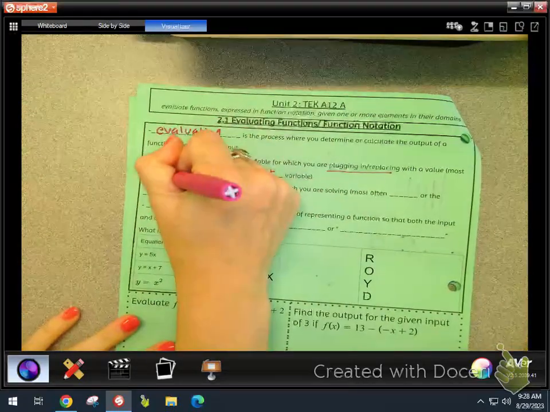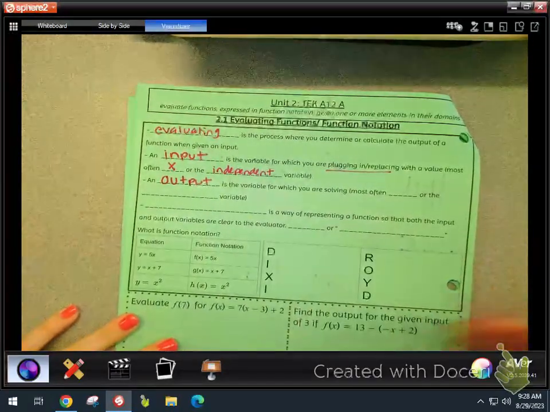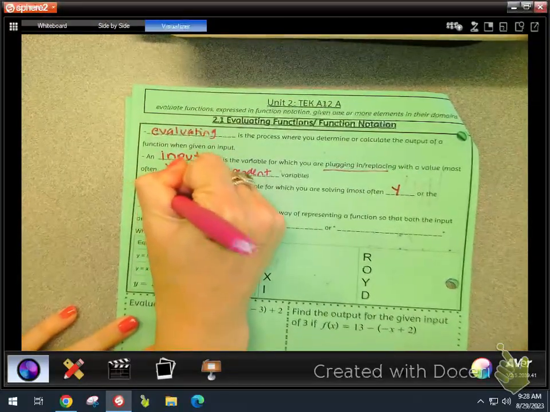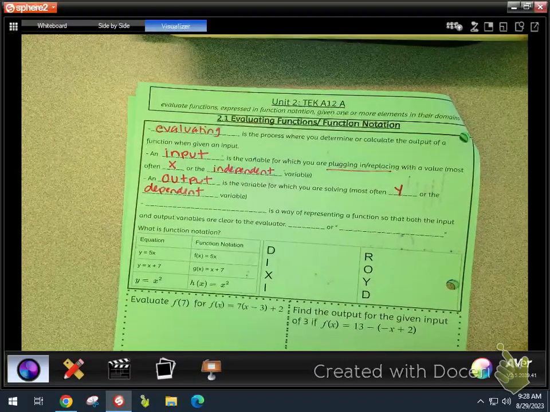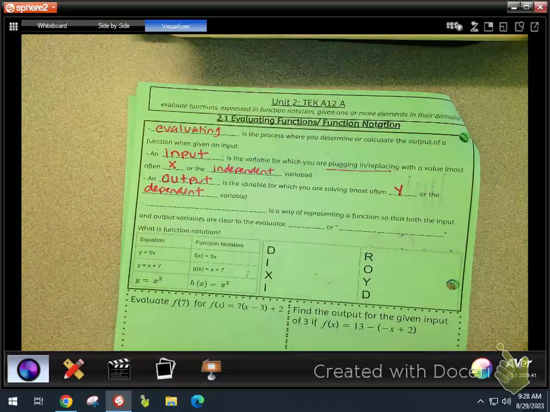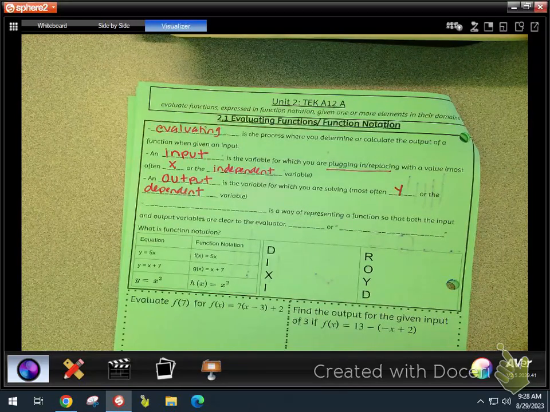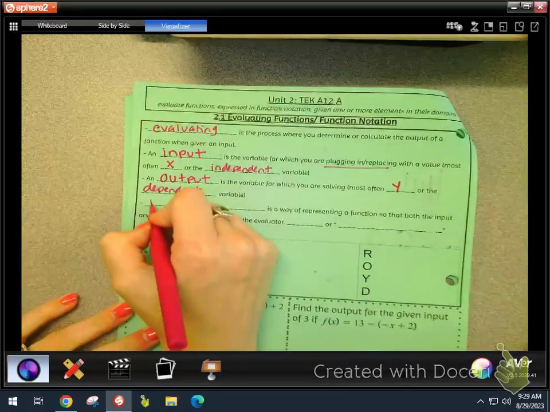Okay? An output is the variable for which you're solving for. Most often the y or the dependent. So that's how functions work. We put in an input. It spits out an output, okay? We put in an x, do whatever the function says, multiply it by 3, subtract 7, blah, blah, blah, and then it's going to give us a y value that goes with it. So we're basically finding ordered pairs that go on each function, okay? Last little vocab section, function notation.